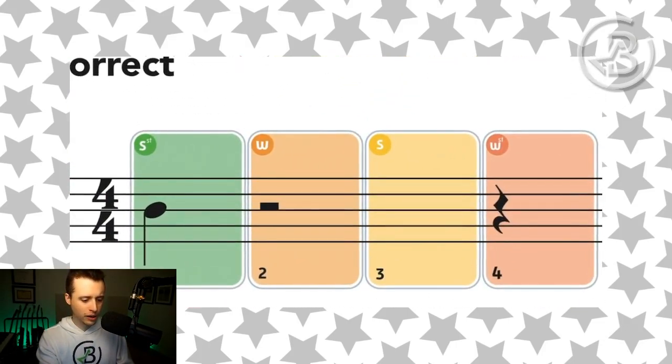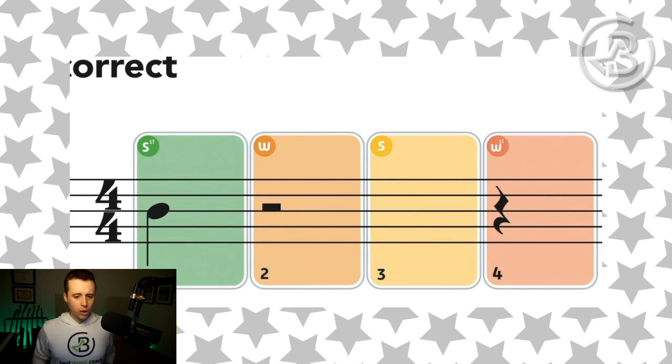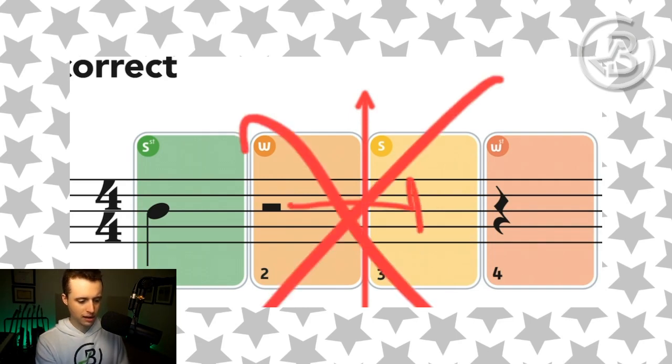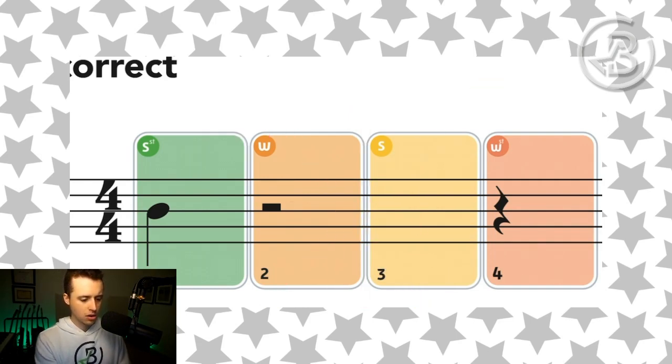Let's break down one more incorrect example. Okay, so this is wrong. Well, number one, because we need our divide between beats 2 and 3. I don't know why that turned into an arrow, but here we go. This cannot do that. That's a no. And that's really the only thing that's wrong here.